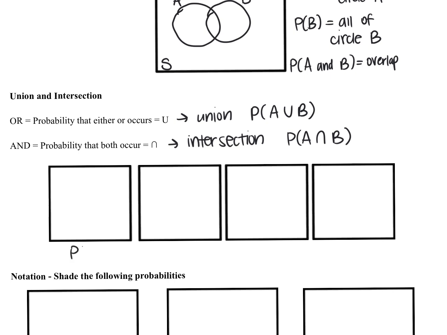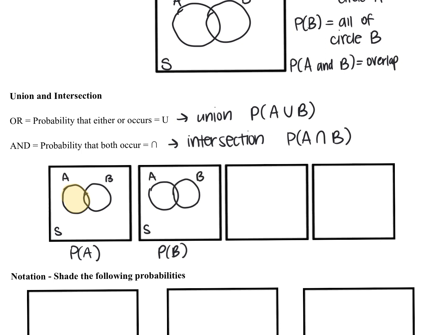Let's look at an example if I were looking at the probability of A. So we have our sample space. We have our two events, A and B. Then the probability of A is all of circle A. As I discussed previously, it does include the overlap it shares with B. The probability of B, so again, sample space with our two events A and B, would be all of circle B, including the overlap it shares with A.